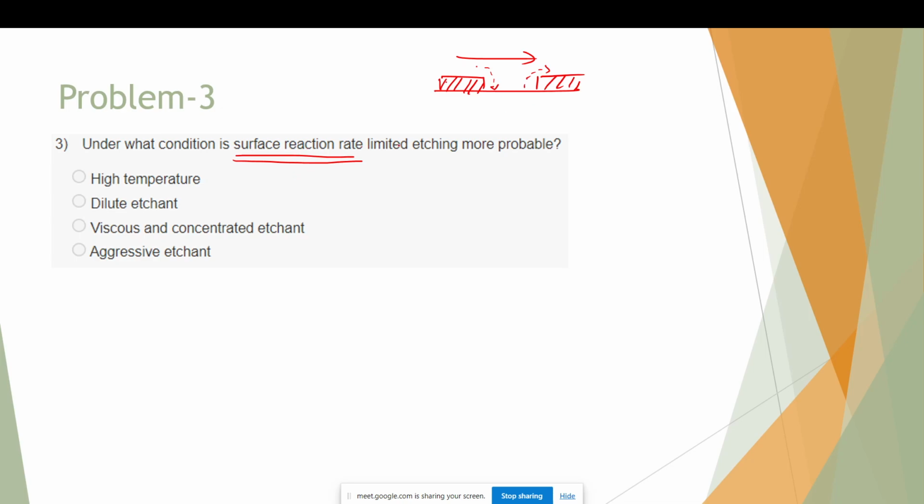Surface reaction rate limited means the reaction is slow. It is able to diffuse to the surface, but then it is waiting to react. So under what condition is this regime probable? That is, the reaction is slow and the diffusion is fast. At high temperature, do we expect the reaction to be slow? No. Dilute etchant, yes, we expect the reaction to be slow because the etchant is dilute, so the reaction will take more time to proceed. Viscous and concentrated etchant, no, then the reaction will be fast, and aggressive etchant, no. So dilute etchant is the answer.